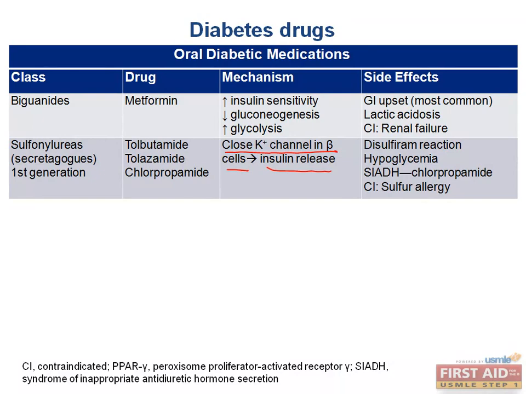Sulfonylureas also contain sulfur groups. Therefore, if you have a patient with a sulfur allergy, you'll need to avoid these drugs. There are two generations of these drugs. The first is rarely used today.